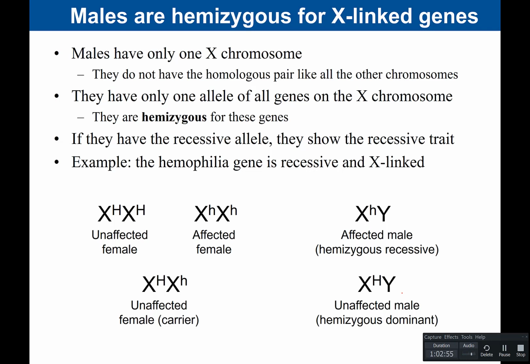Now let's look at the possibilities for females. X big H, X big H is an unaffected female. Because she has a big H, she doesn't have hemophilia.